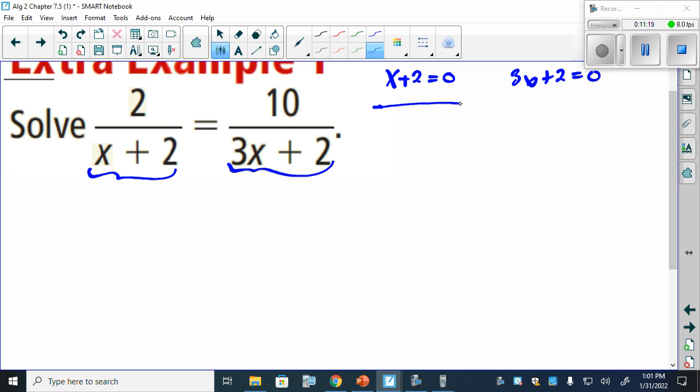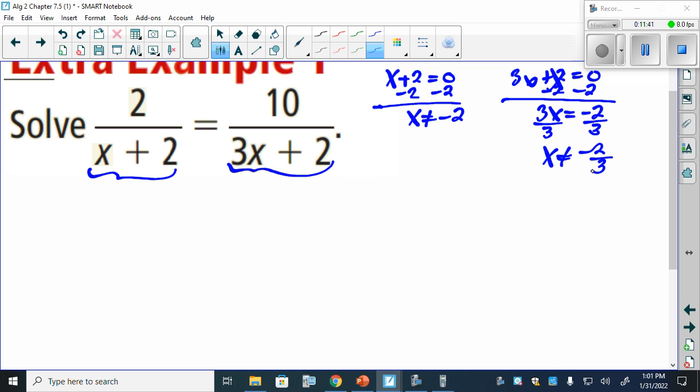Well, for this one here, we would subtract 2, letting us know that x cannot be negative 2. For the other one, we would subtract 2 first, which would tell us that 3x is equal to negative 2. Divide both sides by 3, which tells us x cannot be negative 2/3. Now, most likely, with all the problems that we'll be doing today, the restrictions won't show up as a solution.